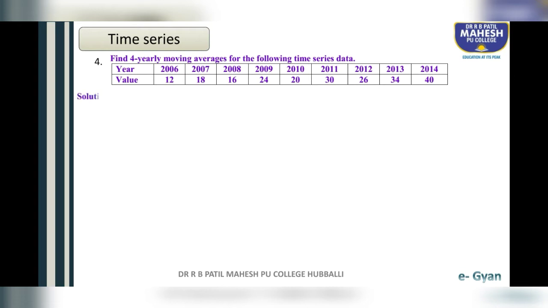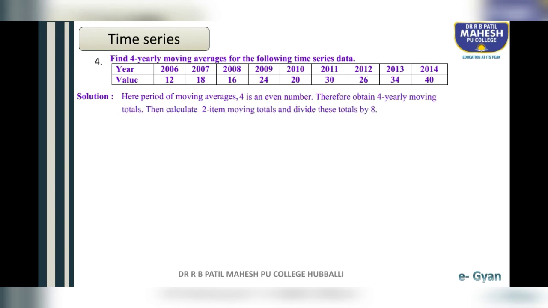Okay, we'll see the solution. Here the period of moving averages is 4. So 4 is an even number. Therefore, obtain 4 yearly moving totals. Then calculate 2 item moving totals and divide these totals by 8.